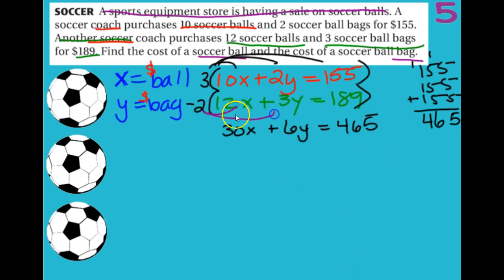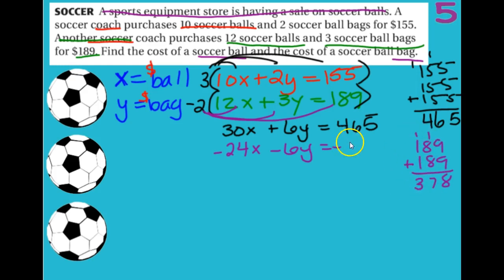And then multiply all of these by negative 2. So 12 times negative 2 is negative 24x. Negative 2 times 3 is negative 6y. That's our goal, to get rid of those. We're good so far. And then we have negative 2 times 189. So 189 times 2, or just add it up 2 times. 9 plus 9 is 18. 8 plus 8 is 16, plus 1 more is 17. So we have 378, but that's negative.